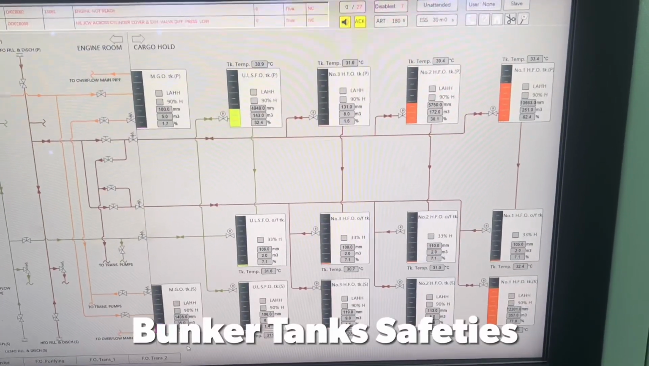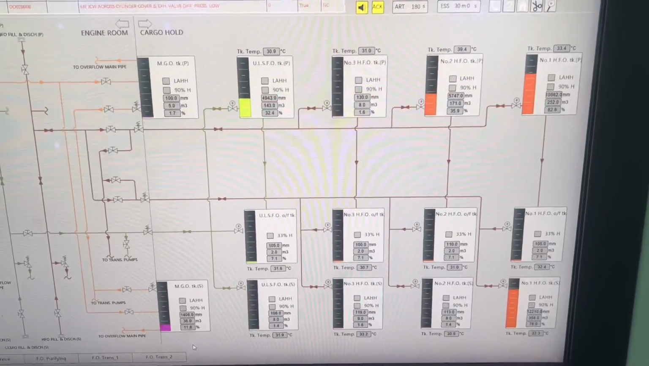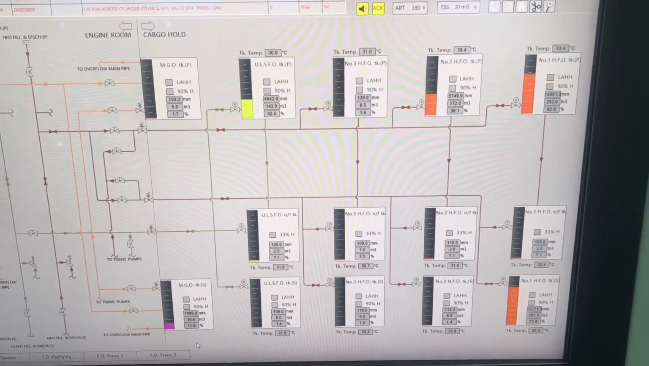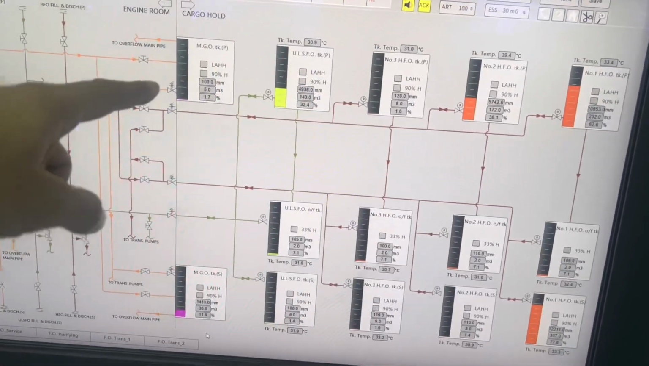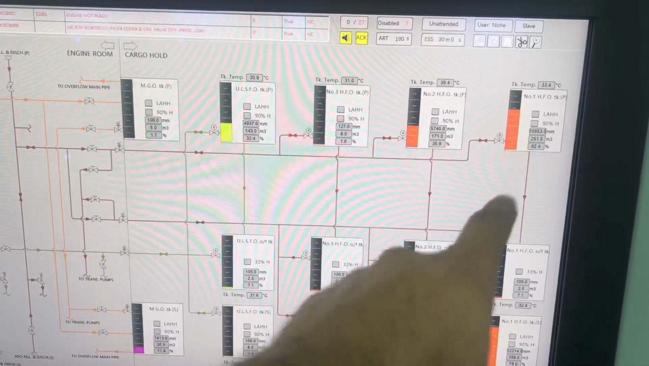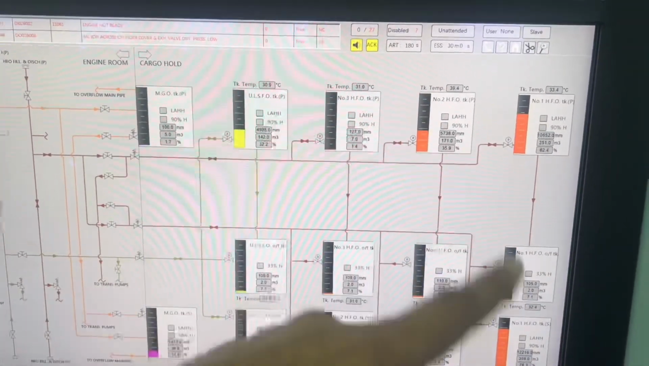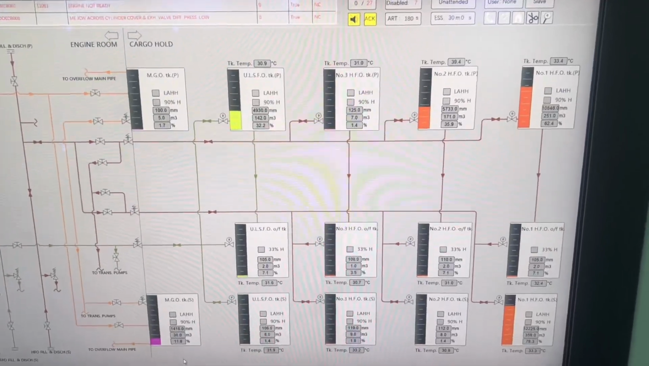Now we will talk about the safeties associated with the bunker tanks. Here you can see the fuel oil transfer system on my ship. This is the MGO port and starboard, low sulfur port and starboard, and heavy fuel oil number 1, number 2, number 3 port and starboard. So what are the safeties associated with these tanks?